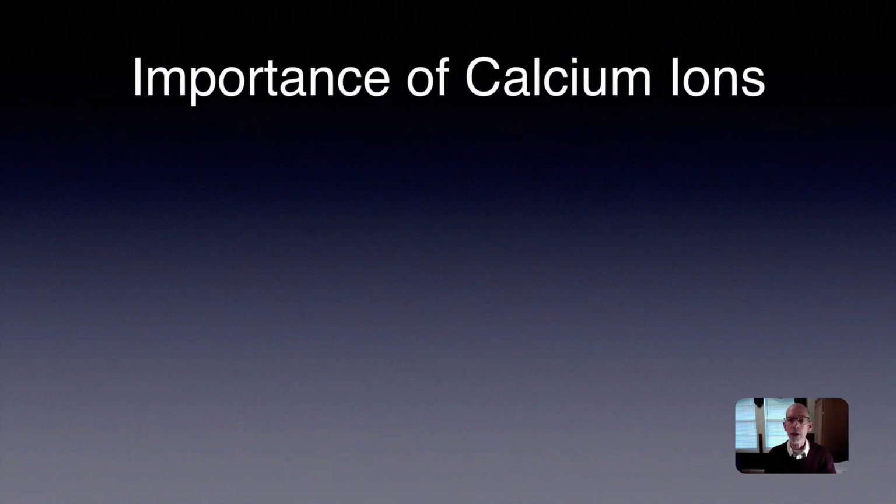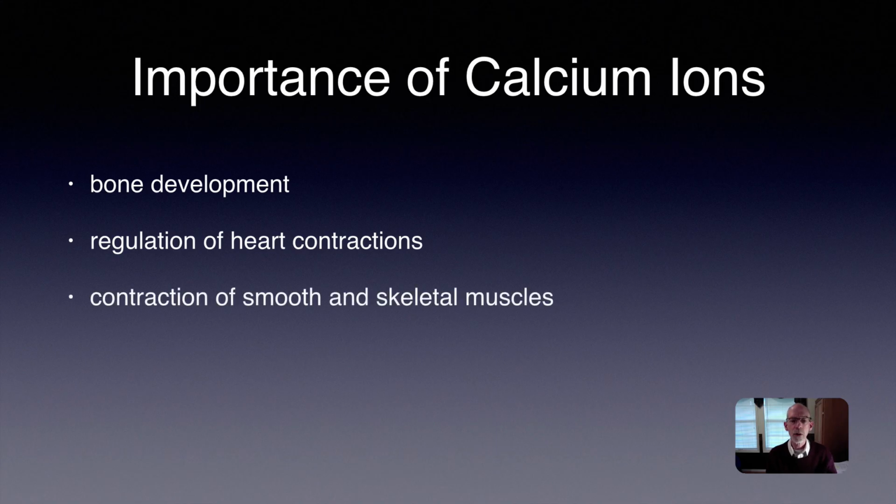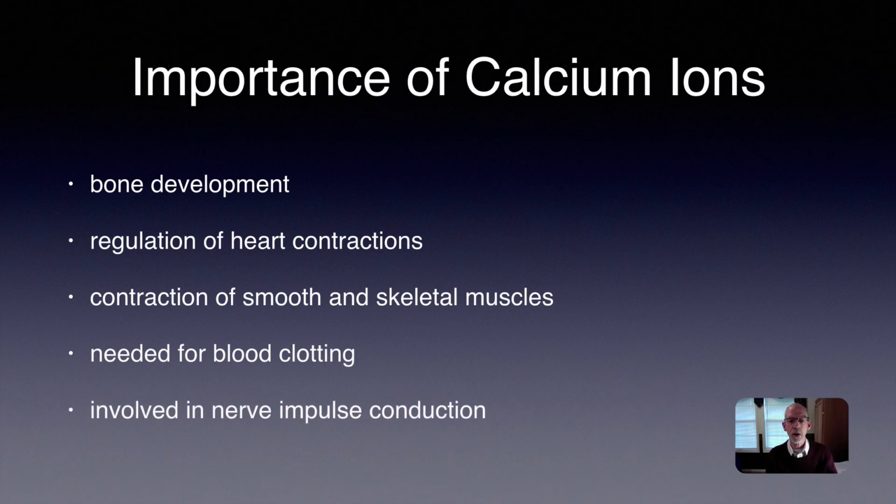Before we talk about how the level of calcium ions in the bloodstream is regulated, what we're going to look at first is why it's so important to have the proper level of calcium ions in the blood. Of course, calcium is needed for bone development, but it's also needed for heart contractions. In other words, in order for the heart to contract, calcium has to go into the heart and cause the contractions. It's also important for smooth and skeletal muscle contraction. And it's also needed for blood clotting, and it's also involved in the conduction of nerve impulses.